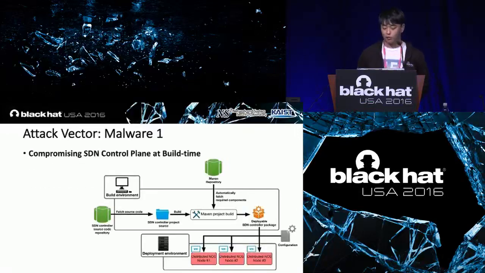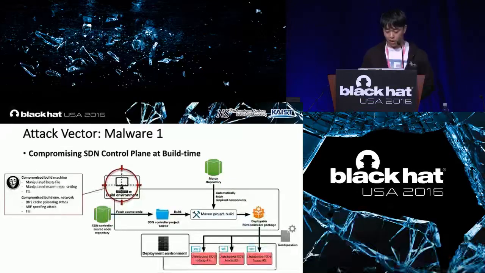So how is it possible to compromise SDN controllers at build time? As mentioned earlier, ONOS and OpenDaylight are both open source Maven projects. The users would typically download the project source from a trusted source code repository, and then they would build it using Maven. During the build, all the required libraries are automatically downloaded from a trusted Maven repository, and then the resulting package can be deployed to the actual control plane.